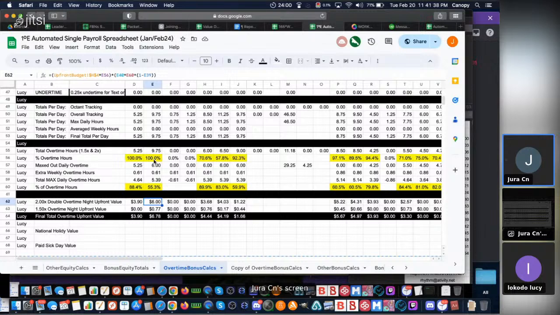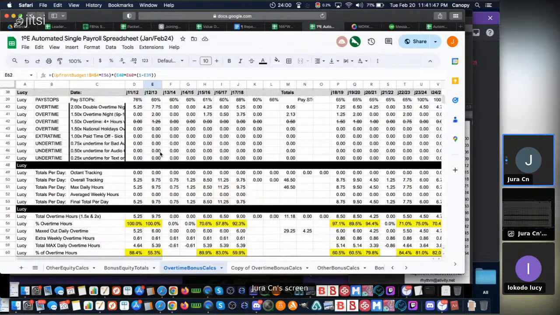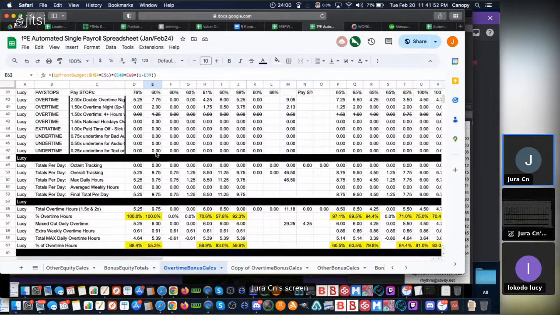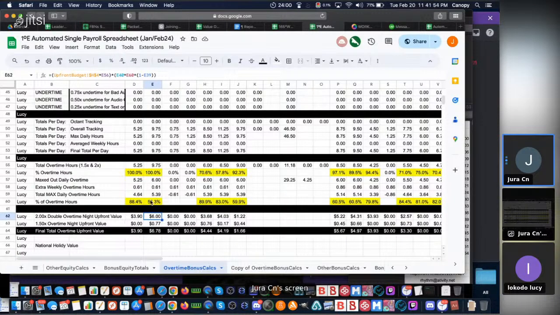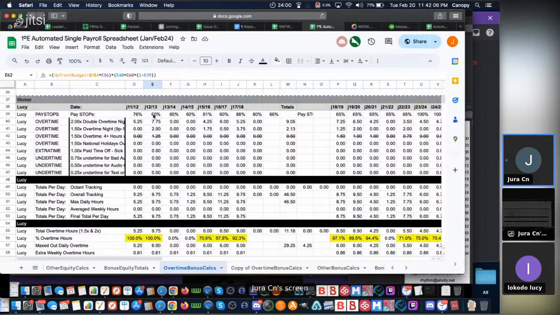is the percentage, oh yeah, of your overtime value times E40. So E40 is your actual number of overtime hours times E60, which is the percentage of the overtime hours that counts, times 1 minus E39. So E39, oh, is the pay stop. So that's why it's the negative of the pay stop. Yes. So it looks correct.